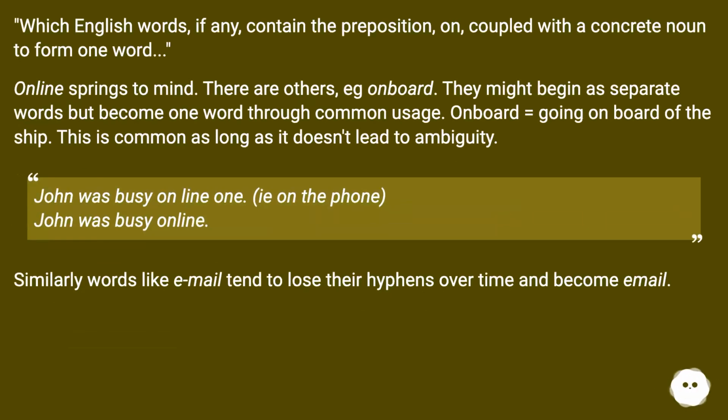Which English words, if any, contain the preposition on coupled with a concrete noun to form one word? Onmind springs to mind. There are others, e.g. onboard. They might begin as separate words but become one word through common usage. Onboard equals going on board of the ship. This is common as long as it doesn't lead to ambiguity.